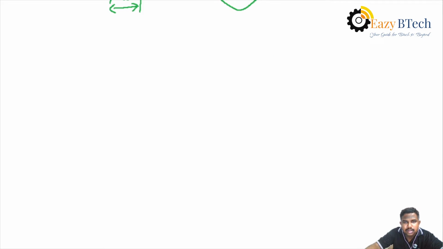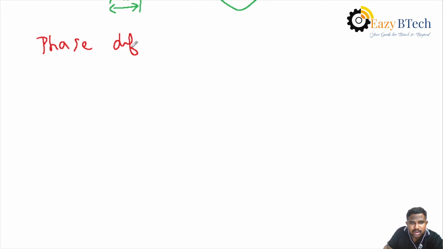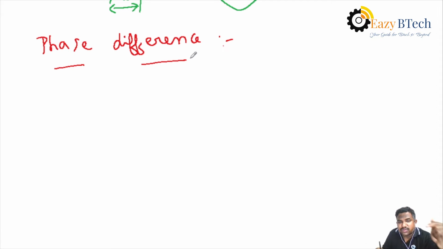Then the next concept is very important and very useful in problems also, that is the concept of phase difference. To find the phase difference, you must know the phase angle of the waveform. That is the concept of phase you must know. Then it is easy to calculate the phase difference. What is the definition of phase difference? It is the difference between the two phases of two alternating quantities. That means the difference between the phase angles of two alternating quantities is called the phase difference.